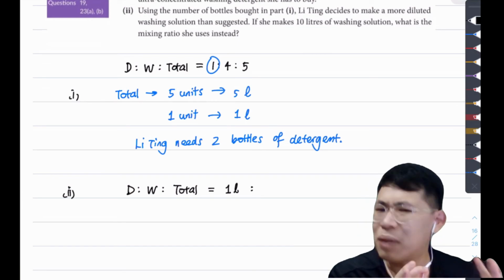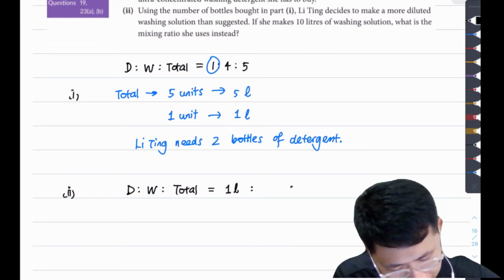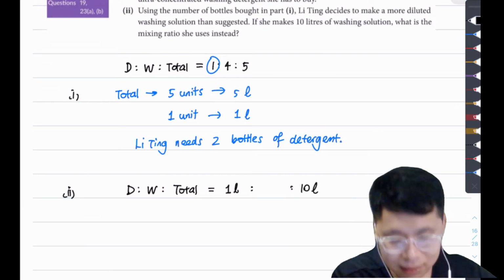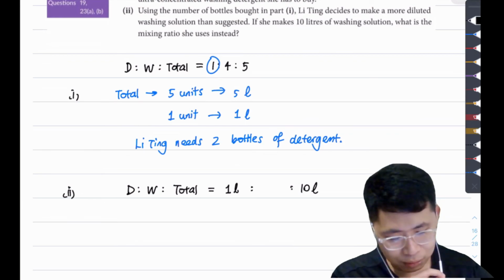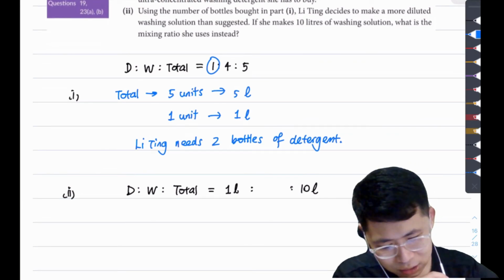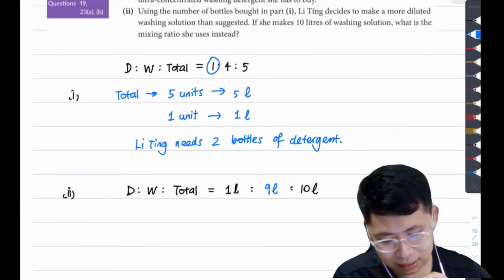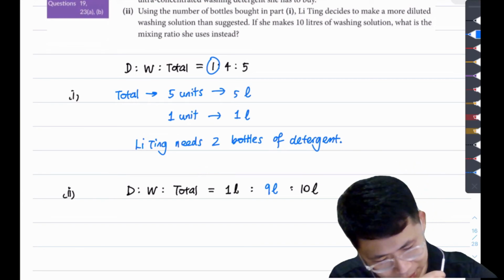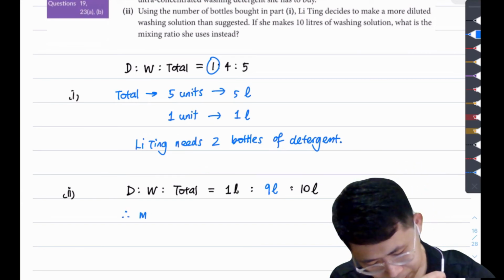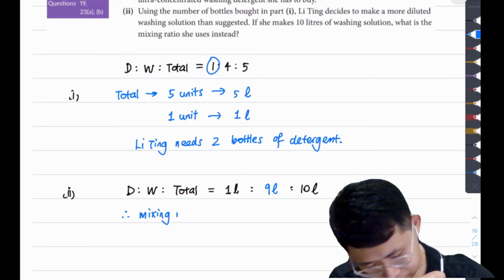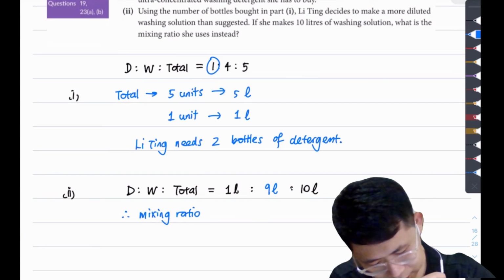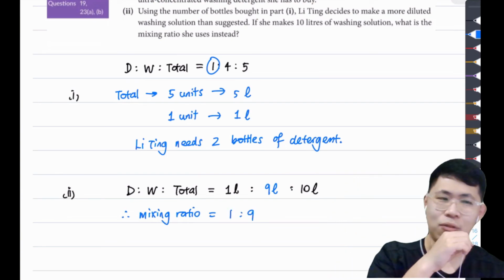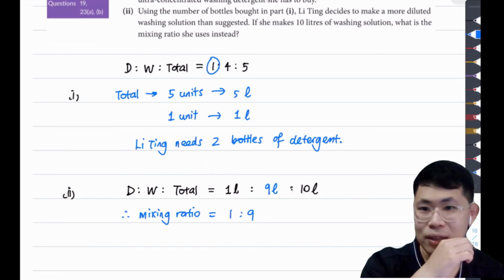I don't know the amount of water, but I know that the total solution is going to be 10 liters. So knowing this fact, how much water do I need? I would definitely need 9 liters. So this is us filling in the blank, 9 liters. So the mixing ratio that we need over here would be 1:9. Instead of 1:4, now we can make it 1:9.